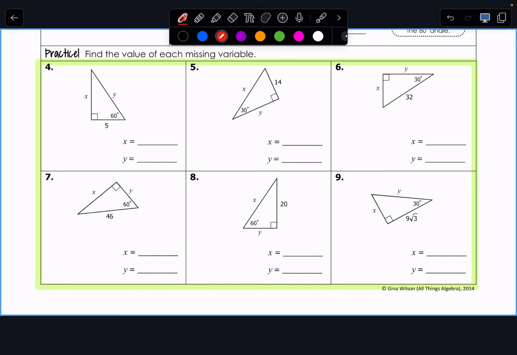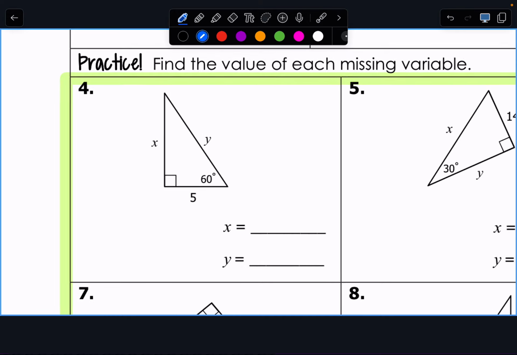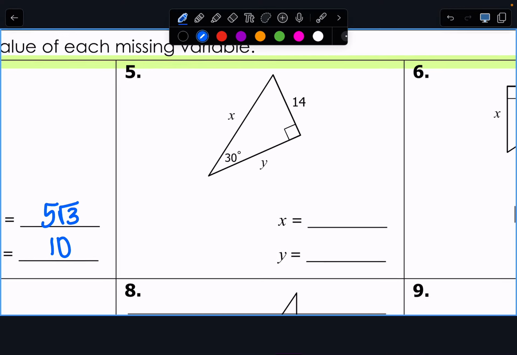Natalie, with number 8. It's 5. All right. It sounds like a lot of us are making conversation, so that means probably we're done. Number 4, Logan Phillips. What'd you get for X and Y? 5 radical 3 and 10. Do you disagree? No. Okay.